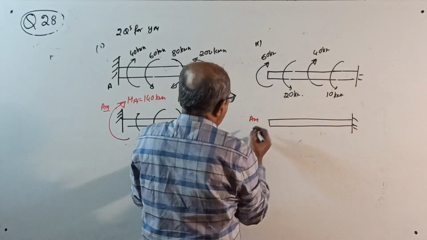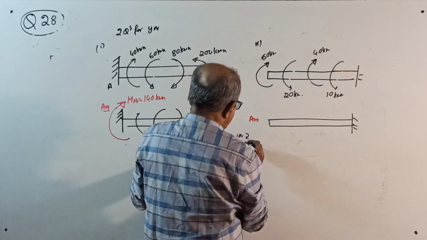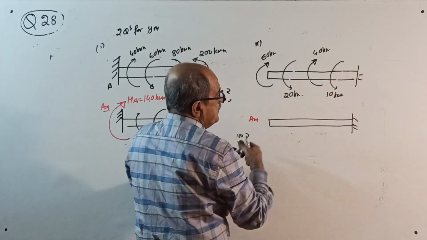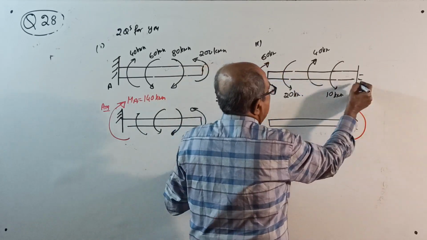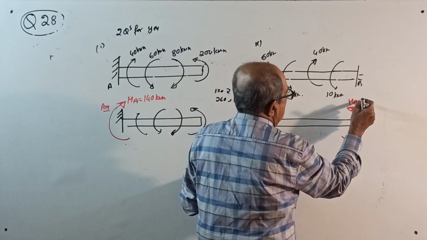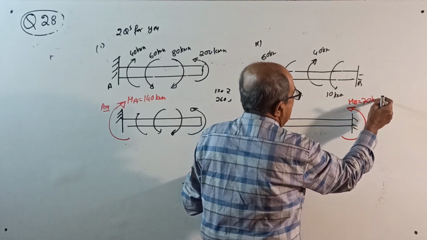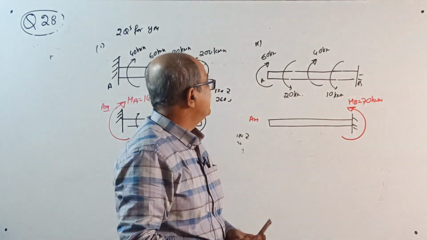Clockwise 60, clockwise 40 is clockwise 100. Anti-clockwise 10, anti-clockwise 20 is anti-clockwise 30. So the net is clockwise 70. If this point is B, your MB will be anti-clockwise of 70 kilonewton meter. Okay, work out all these questions, practice.